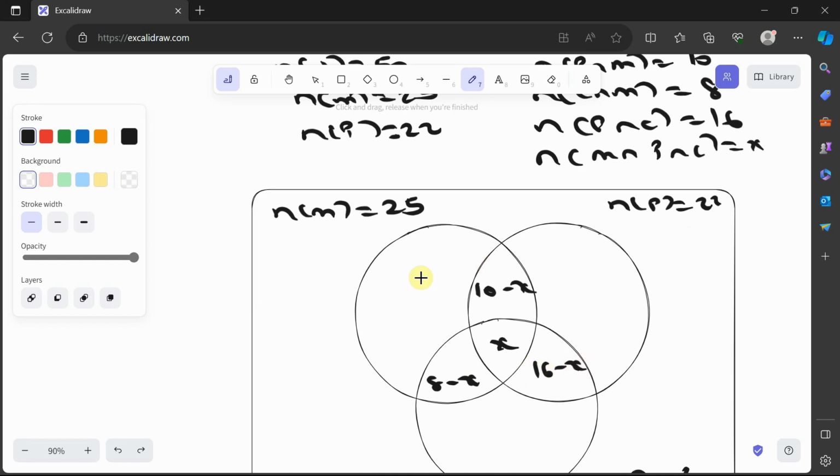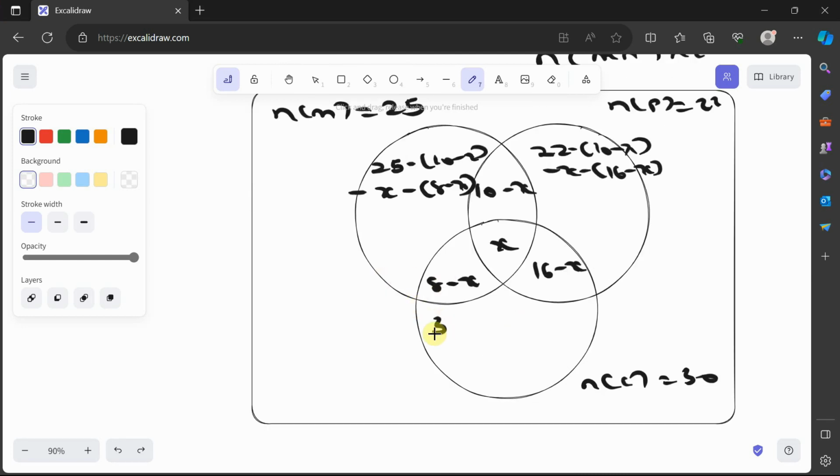So if we want to find the m only, what will be the m only? M only will be 25 minus 10 minus x minus x, then minus 8 minus x. And p only will be 22 minus 10 minus x minus x, then minus open bracket 16 minus x. Note that I'm using brackets when the thing I want to minus is more than 1. You see that I'm putting inside brackets. There's a reason. If you don't put inside brackets, you're going to have a wrong answer. So c only is 30 minus, because it's more than 1, I'll put it in brackets, 8 minus x, then minus x, since it's just only 1, then minus, since it's more than 1, 16 minus x.